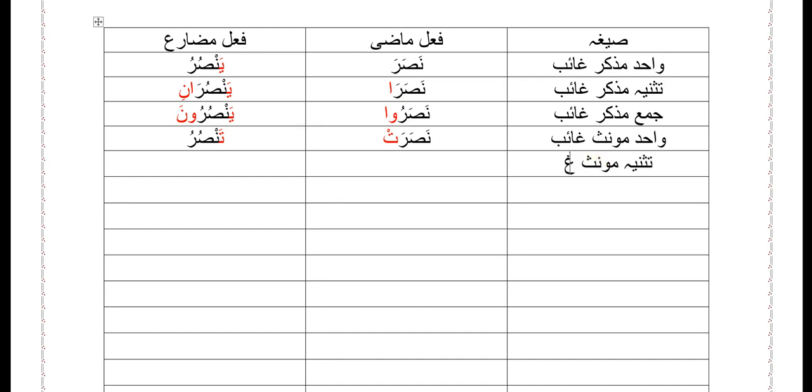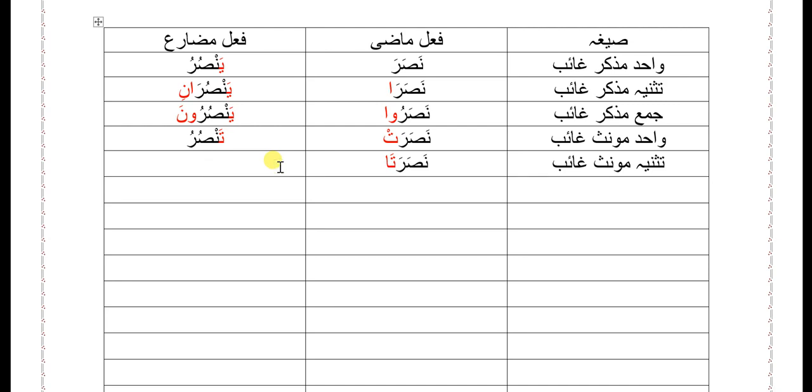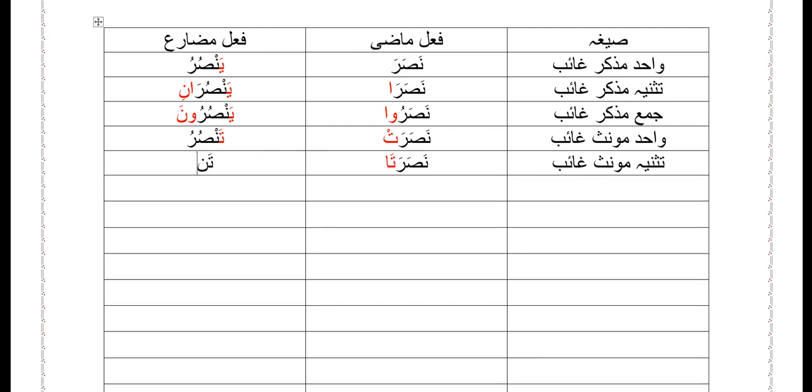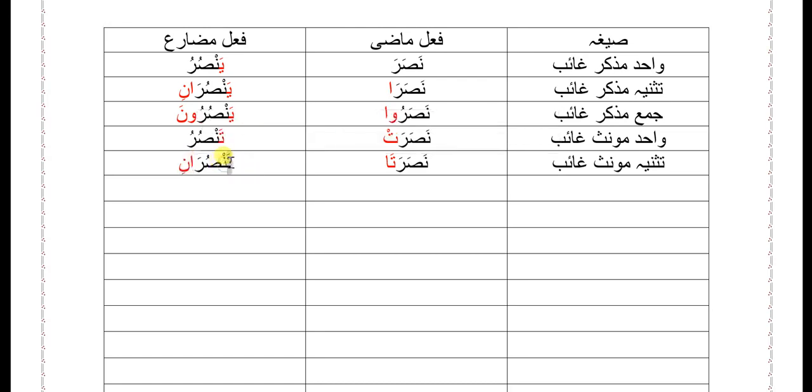Then tasniya muannas gaib, in mazi we write nasarata. Here ta alif is the sign. Here we add tansurani. Remember, this is not a surf class, so I'm not going to explain everything about surf here. I'm simply writing the sega so I can explain to you the use of huruf jazima and nasiba.